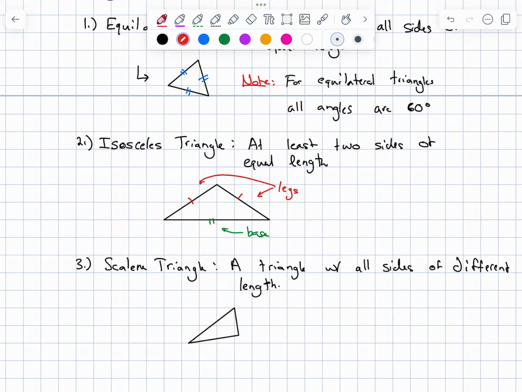So we'll say this one is one measurement, this is another measurement, and this is another measurement. All the different side lengths. And just like with the isosceles, the equilateral is kind of a unique case. But with scalene triangles, you can have a right scalene triangle, you can have an obtuse scalene triangle, you can have an acute scalene triangle.